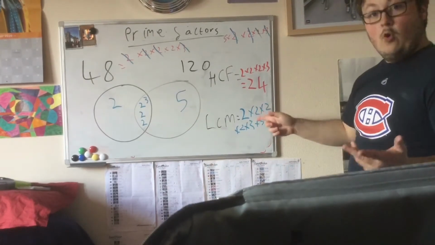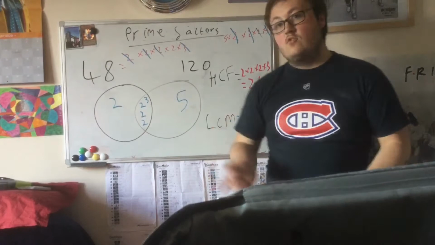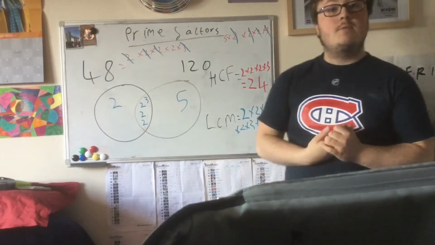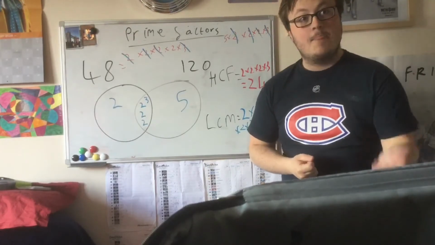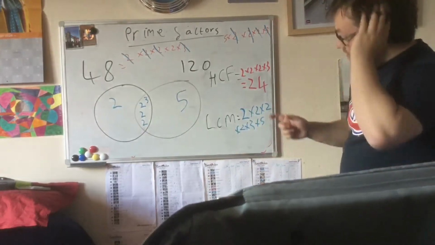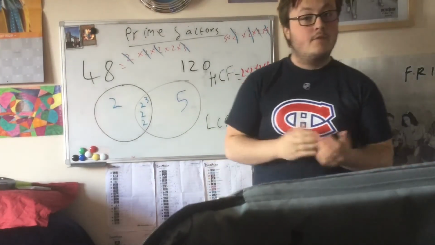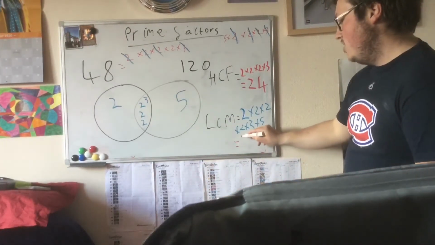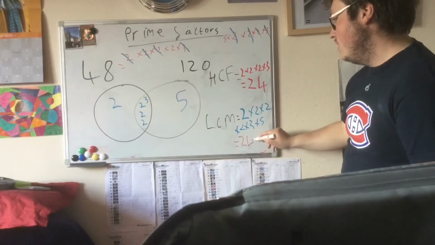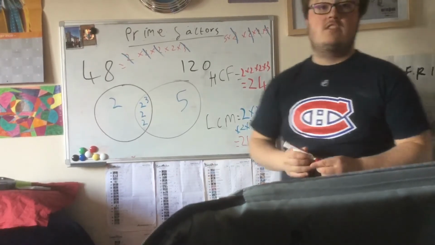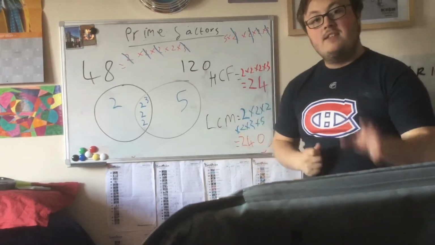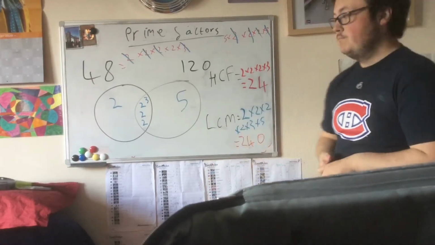So let's do it. 2 times 2 is 4, times 2 is 8, times 2 again is 16. 16 times 3 gets you 48, and 48 times 5 gets you, you might need a calculator for this, 240. And that's how you calculate the lowest common multiple.